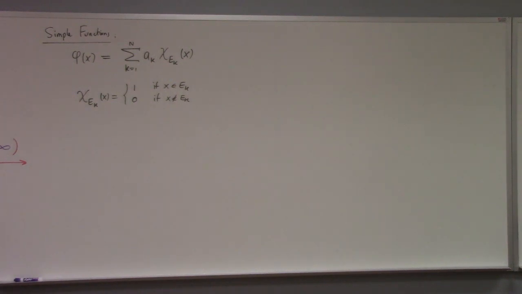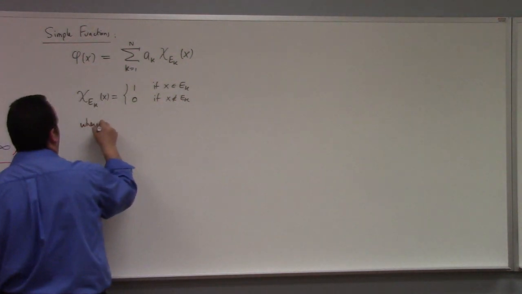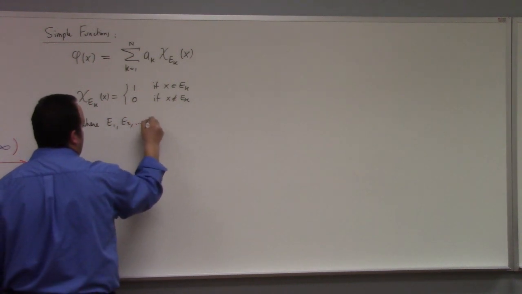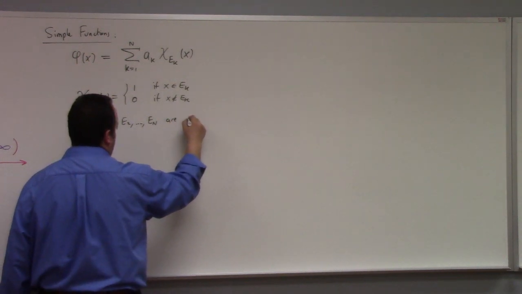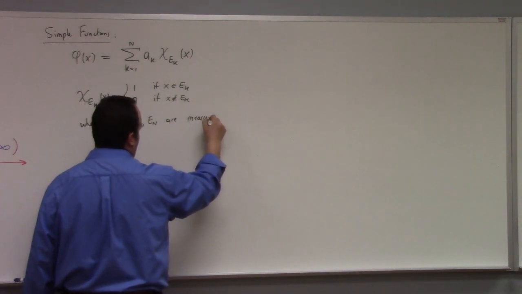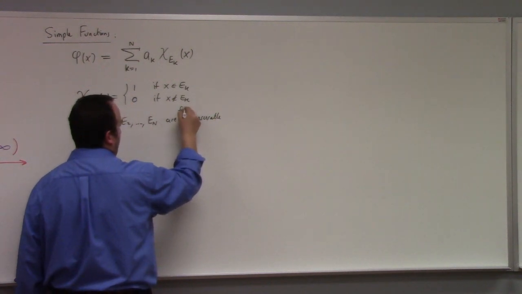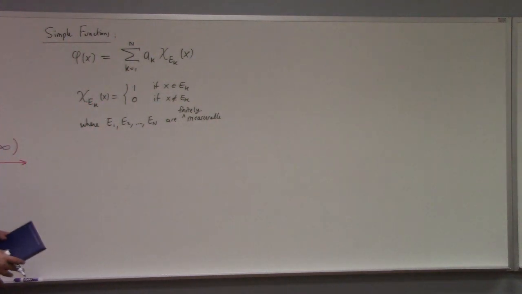Now more than this though, there's more fine print, where E1, E2, En are what? Measurable, right? Finitely measurable, right? So the measure of each one of those is less than infinity.